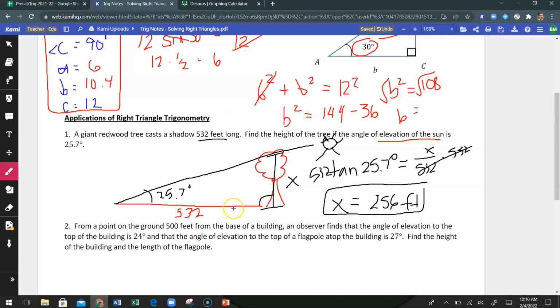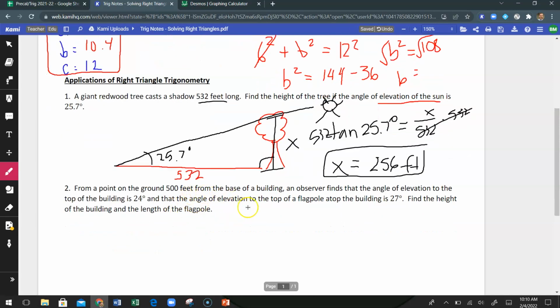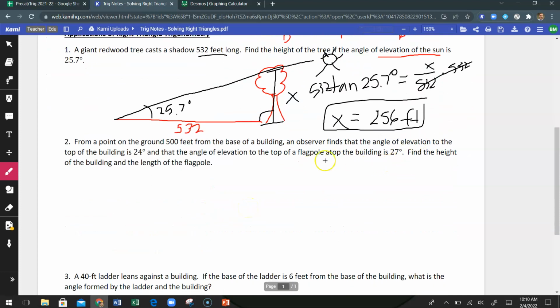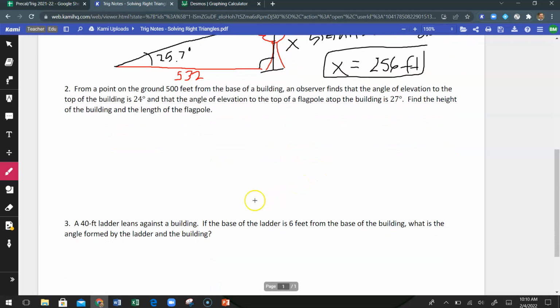Next one. From a point on the ground 500 feet from the base of a building, an observer finds that the angle of elevation to the top of the building is 24 degrees, and that the angle of elevation to the top of a flagpole atop the building is 27 degrees. Find the height of the building and the length of the flagpole. So we've got a building, and on top of that building we also have a flag. We have 500 feet from the base of that building.